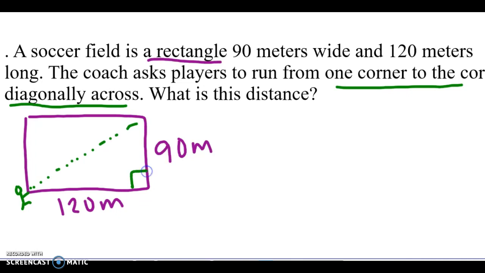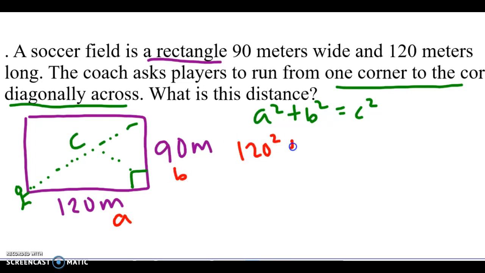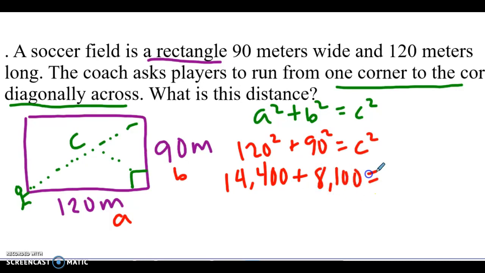So now we have our right triangle, we have our two measures, and we are looking for the long side. So you're going to use a squared plus b squared equals c squared. Now you're going to take your numbers, plug them in, pick an a and a b. Again, it does not matter, just pick one. So we have 120 squared plus 90 squared equals c squared. Now you're going to have to solve these ones out. So we have 120 squared, which is 14,400, plus 90 squared, which is 8,100, equals c squared.